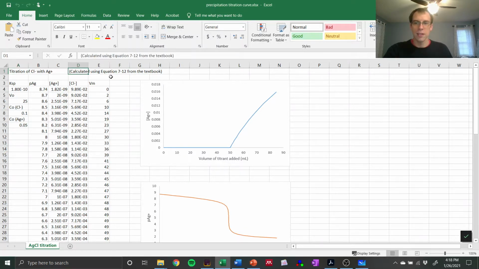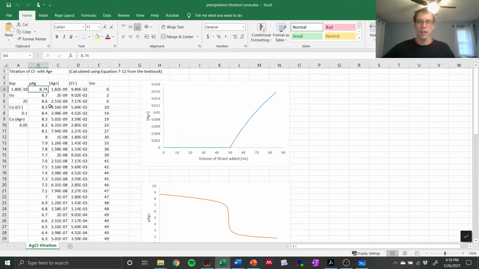Titration of chloride with silver. And again, this is calculated using equation 7-12 from the textbook, which is what we just derived in the last video. So the inputs that we're going to need: we need to know KSP for our salt that is formed from these two, the initial volume of our chloride solution, the initial concentration of our chloride solution, 0.1, and the concentration of our silver solution, which is 0.05. This is the example that we had here.